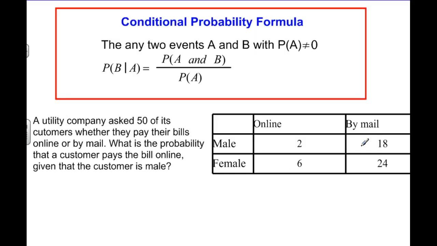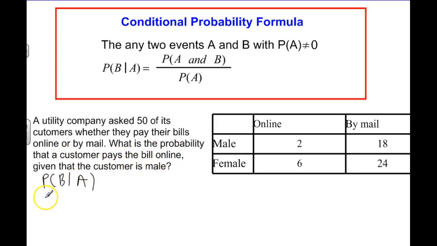This is where it starts to get complicated. Given any two events A and B with probability of A not being 0, what is the probability of B given A? This is the formal way of doing it. Let me do it the formal way, and then we'll do it the way I taught you a minute ago and see which way you like better. So what is the probability of A and B happening? First, let's consider what A and B are. If the formula is the probability of B given that A has happened, in this one, what is the probability that the customer pays the bill online given that the customer is male?